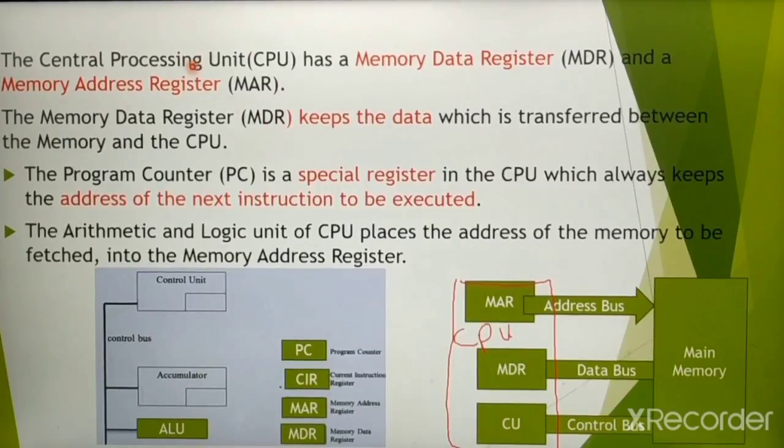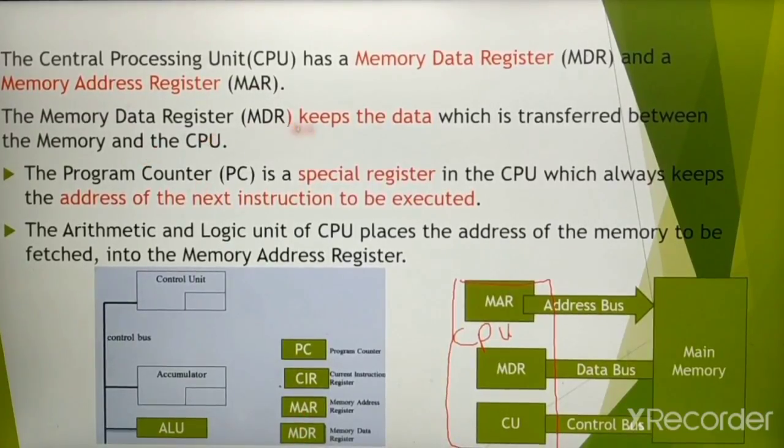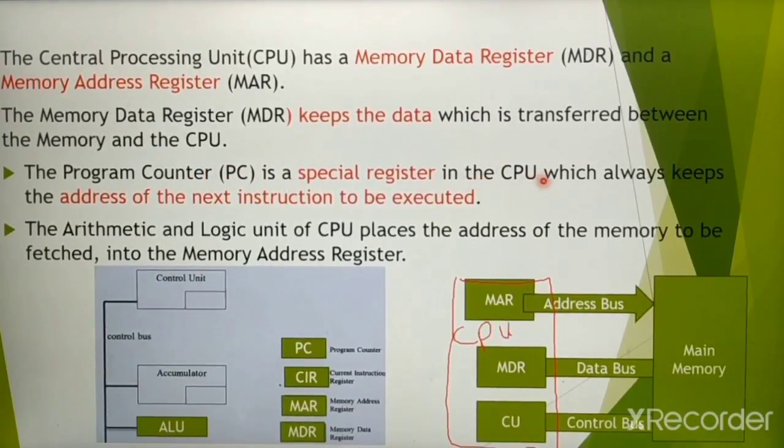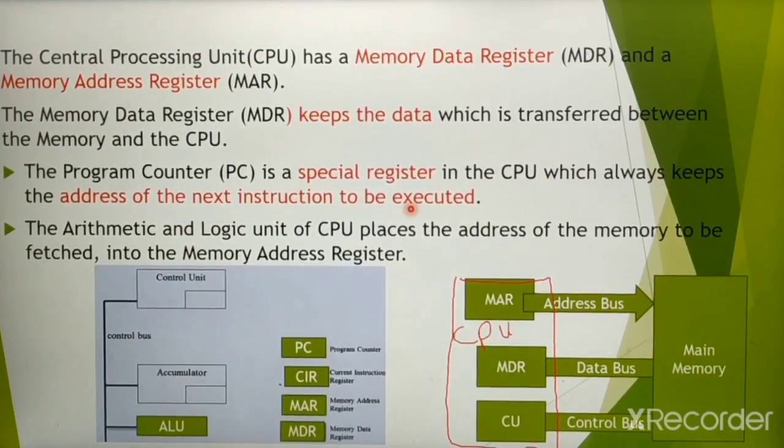We can see here the central processing unit has a memory data register, which is simply called MDR, and a memory address register, which is called MAR. These two are given here. The memory data register keeps the data which is transferred between memory and the CPU. The program counter, which is simply called PC, is a special register in the CPU which always keeps the address of the next instruction to be executed. Then arithmetic logic unit of processor places the address of the memory to be fetched into the memory address register.